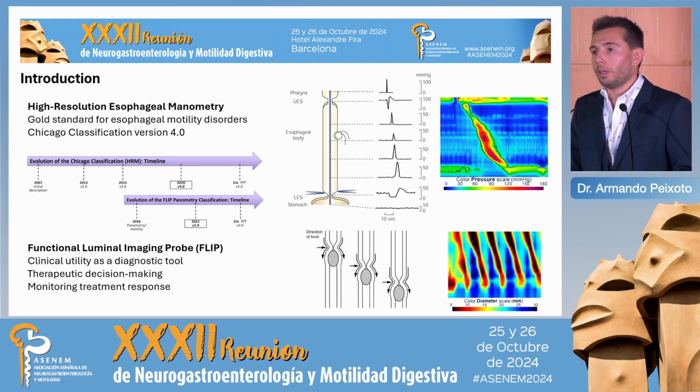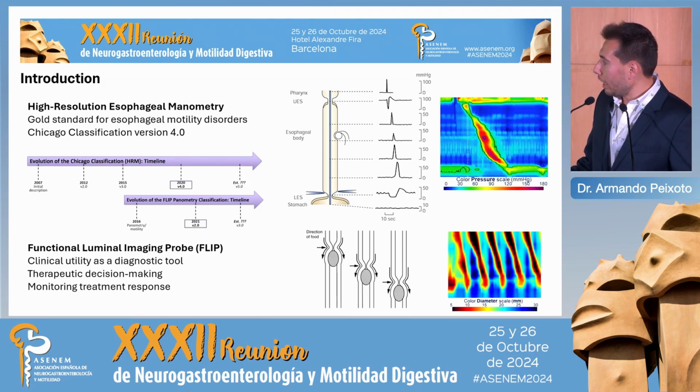Another way that we can clear our esophagus is through the response to distension. Distension from something that gets stuck in the esophagus, or a refluxate that comes from the stomach. And it's very important that the esophagus has a secondary response to that distension to be cleared. And this is what we are going to see in the ENDOFLIP.